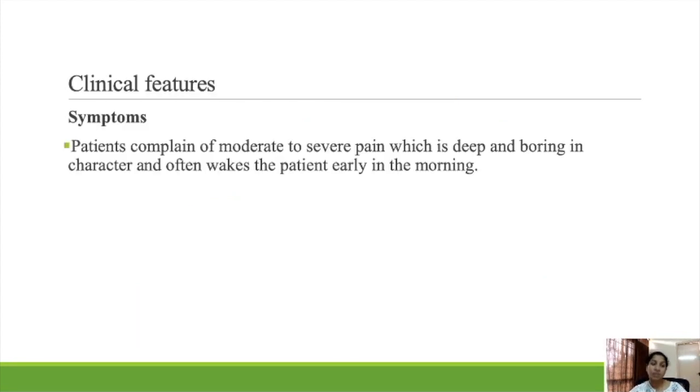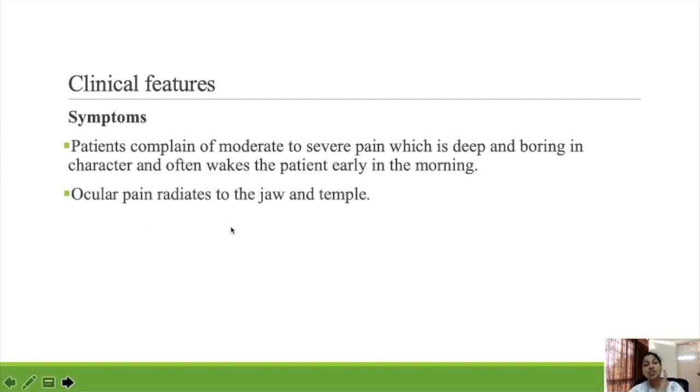First, the symptoms. Patients complain of moderate to severe pain, which is deep and boring in character and often wakes the patient early in the morning. Ocular pain radiates to the jaw and temple region.